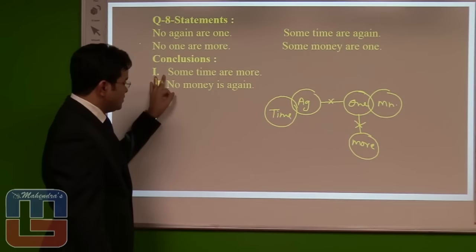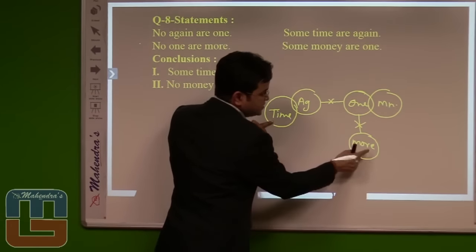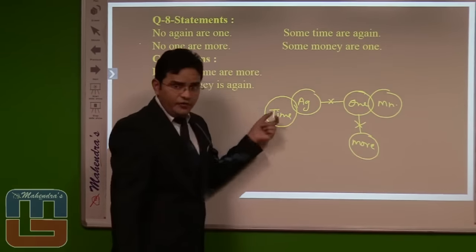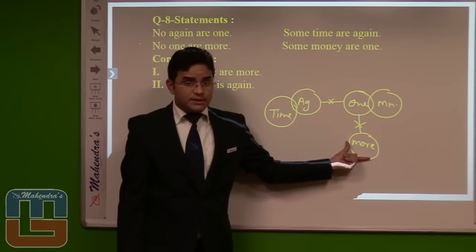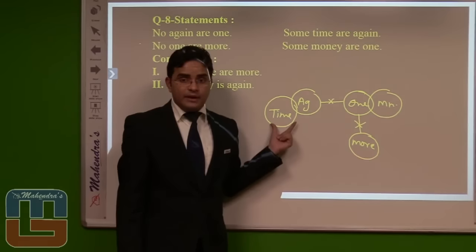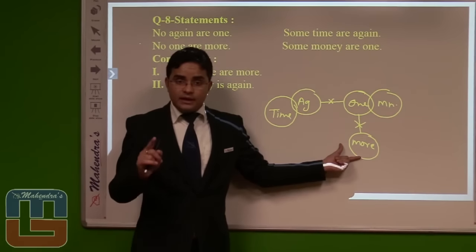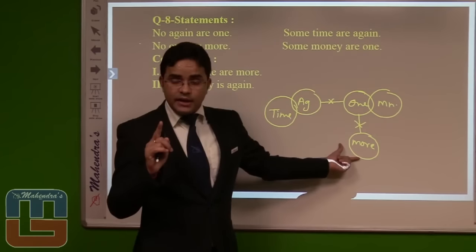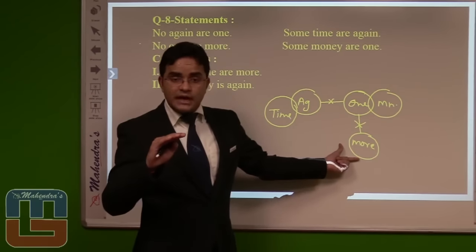Now read out the first conclusion, sometime are more. You can check time and this one is more. Can you find any relation between time and more directly or indirectly? You can see there is not any relation between time and more, neither direct nor indirect. If there is neither direct nor indirect relation, then only a possibility can be right, but if any definite conclusion is given, that will not be right. It means that will not follow.